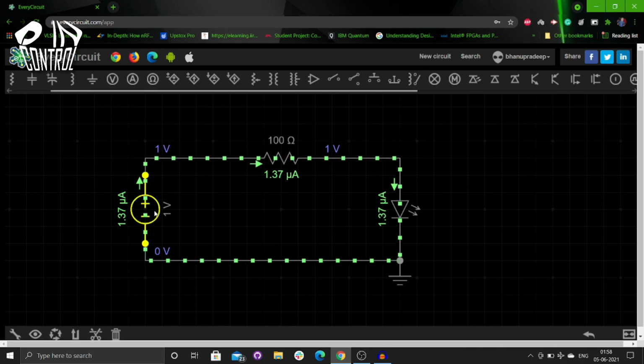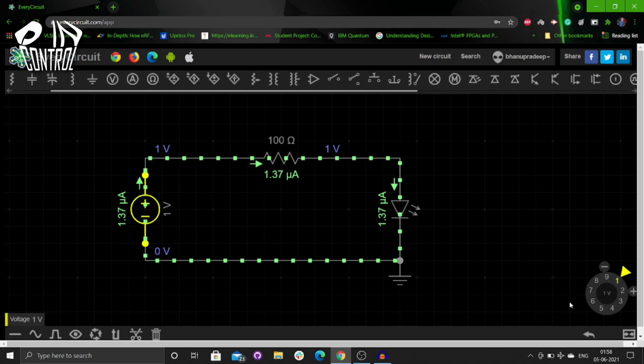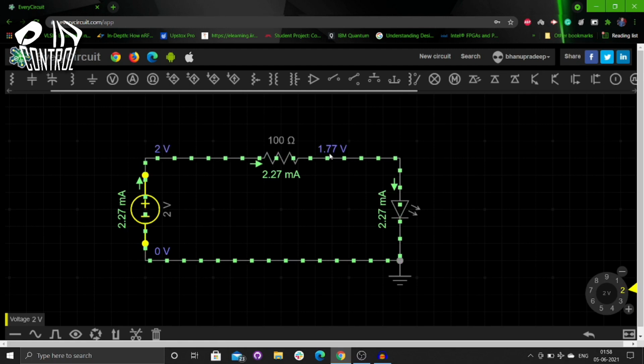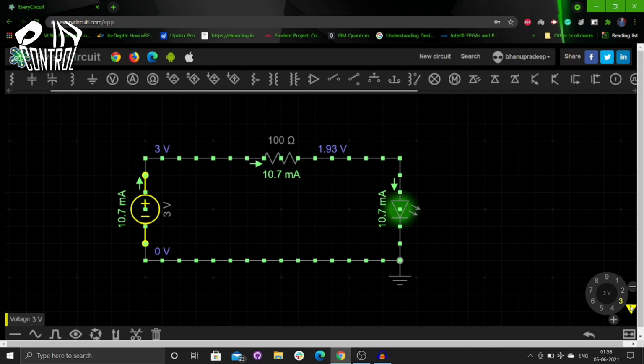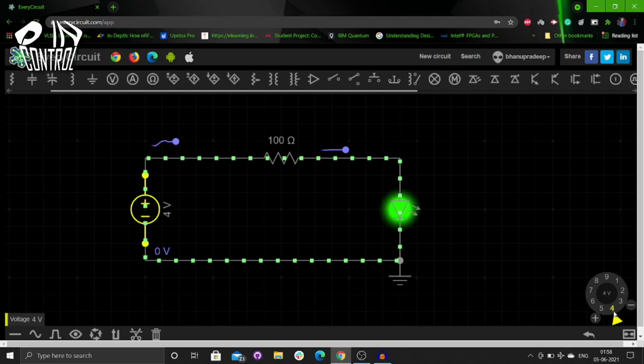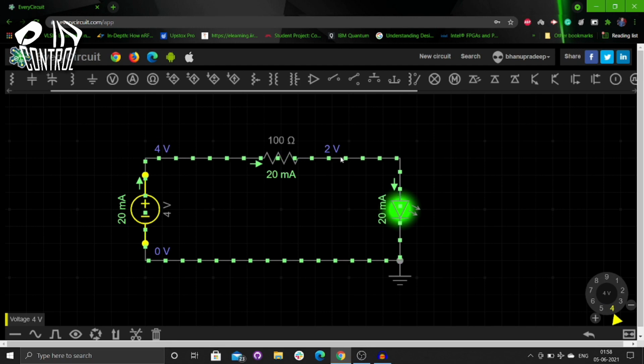Now let us change this voltage to 2 volts and see what happens. So when we are applying 2 volts to this 100 ohms resistor, it is giving 1.77 volts. When we are applying 3 volts, it is giving 1.93 volts, which is nearer to the 2 volts. That's why it is slightly glowing. When we are applying 4 volts, it is giving 2 volts output. That's why the LED is glowing.